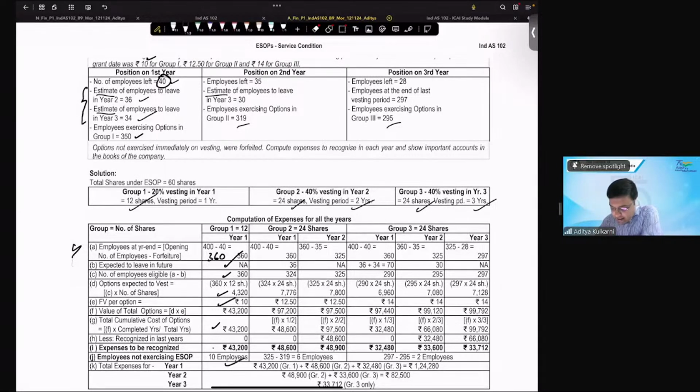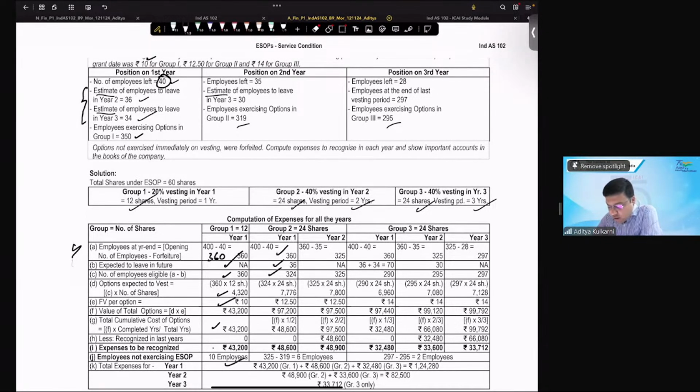So year 1 का calculations: 400 minus 40, 360 is the actual. 360 is the actual employees who are there at the end of year 1. I am expecting a further 36 employees to leave in the future. So my estimate at the close of year 1 is 324 employees would be eligible. Are you okay with this?